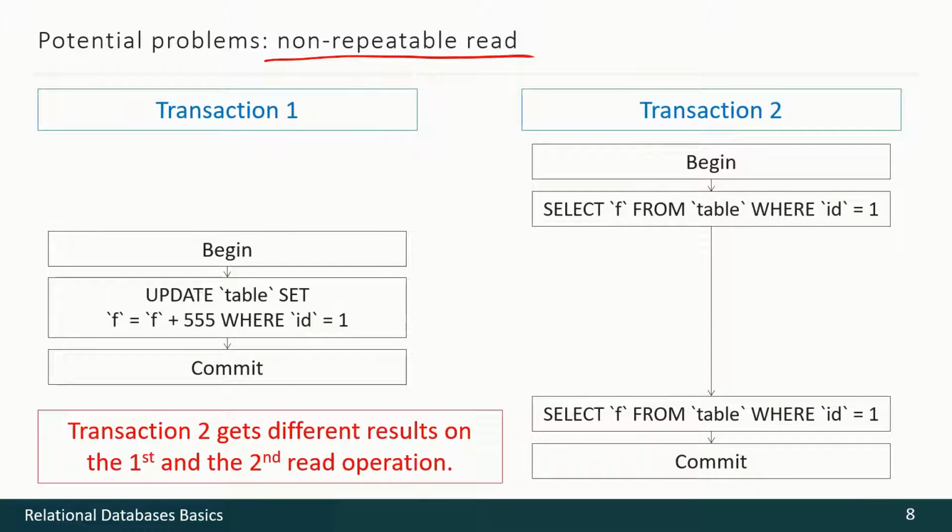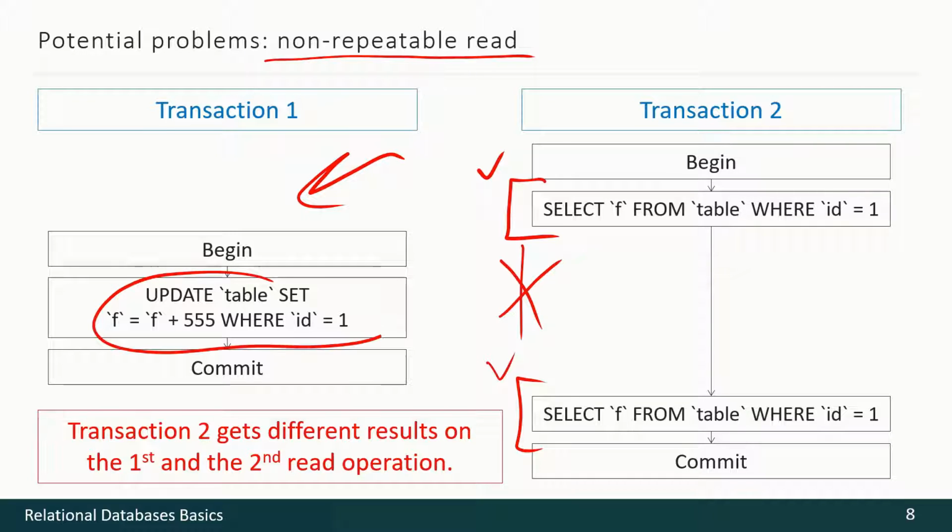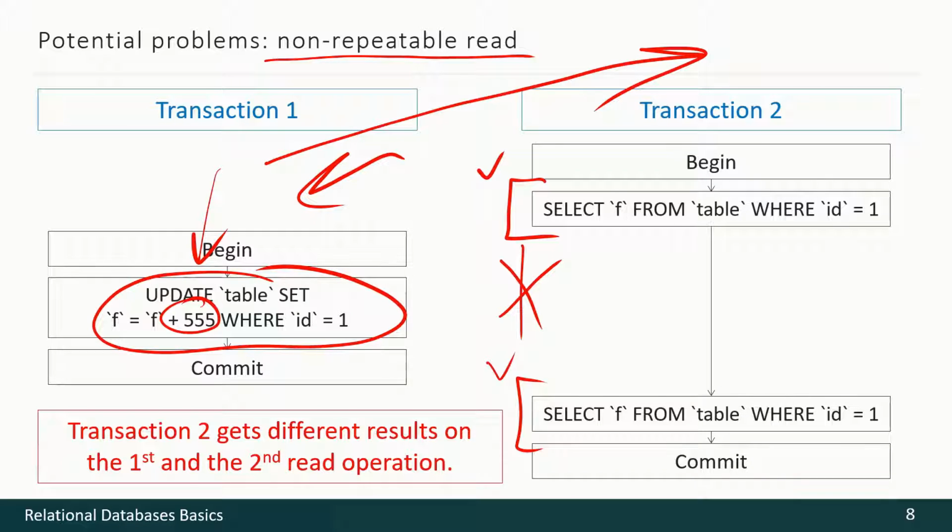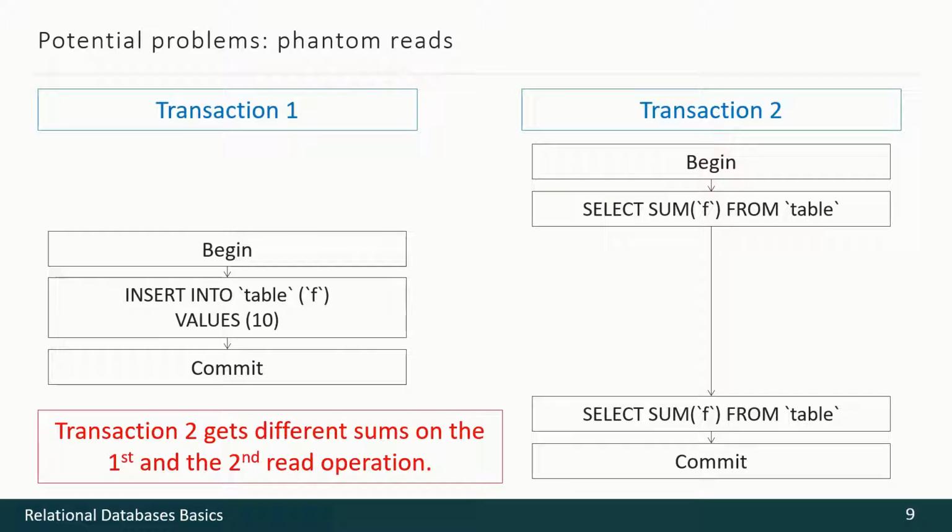Non-repeatable read happens when one transaction reads something in the beginning and reads something in the end, and those results do not match. They do not match because another transaction changes some value of some data. This is crucial to understand. It only changes the value, not the amount of data, unlike in the next problem. So here is this next problem.